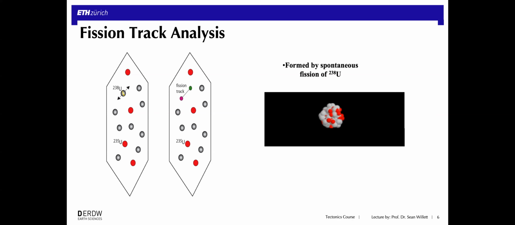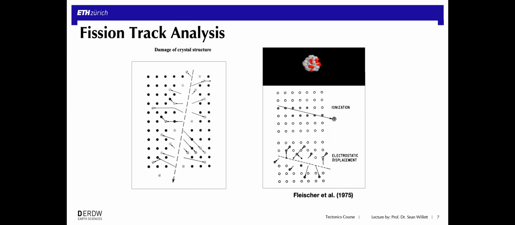This is formed through the spontaneous fission of U-238, which is being shown in this little cartoon here. When an atom of U-238 undergoes spontaneous fission, the two halves of the atom are in fact ejected at very high energies through the crystal, and that induces a type of damage within the crystal. So in fact, this is a set of ionization reactions or electrostatic displacements within the crystal lattice, but it ends up leaving then this distinct zone of damage within the crystal.